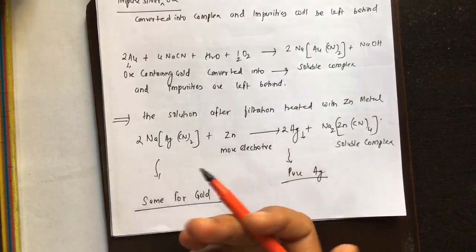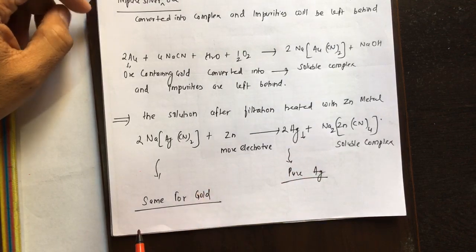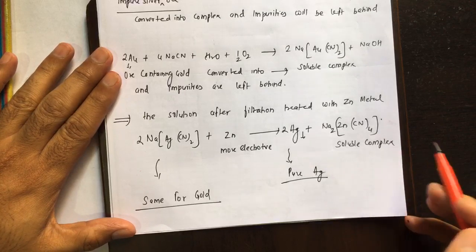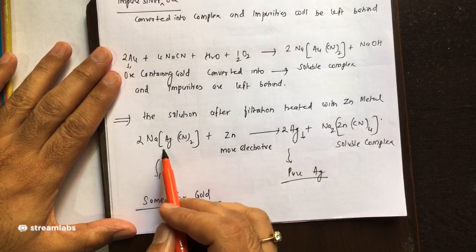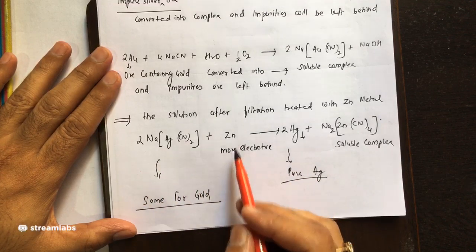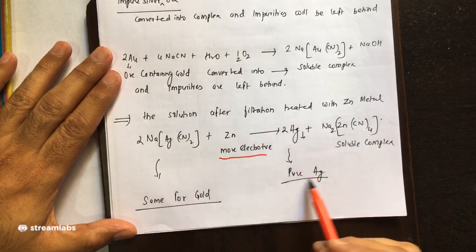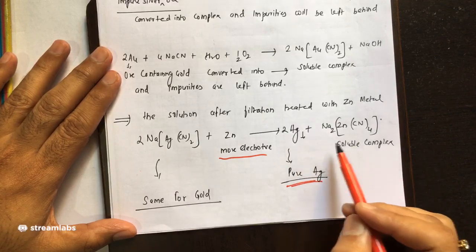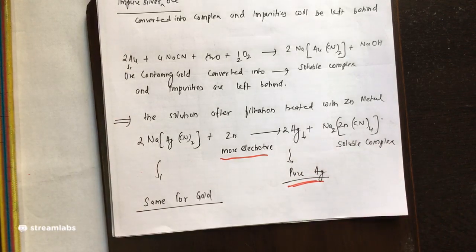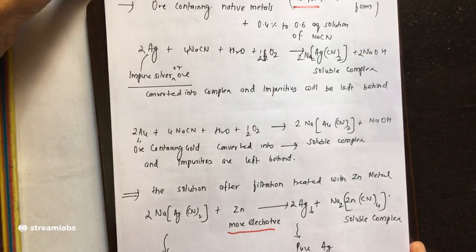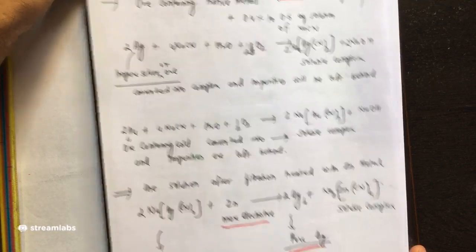And what you do, you filter it, and after filtration, you treat it with zinc metal. Why? Zinc metal is more electropositive, and that helps in the displacement. So to this Na[Ag(CN)2] complex you add zinc, which is more electropositive. So what will happen? Zinc will displace silver from here. So we get pure silver, and we get a soluble complex of sodium tetracyanozincate(II). Same thing we get for gold also. So this is what we are talking about, extraction of silver and gold by the MacArthur-Forrest process. This is asked in the examination.